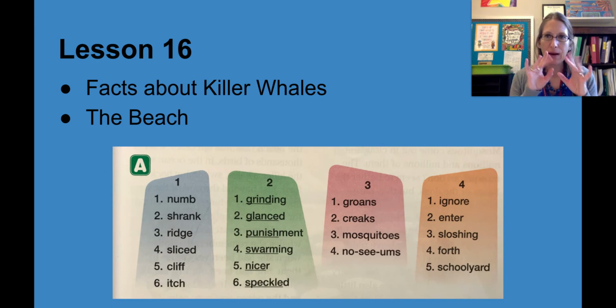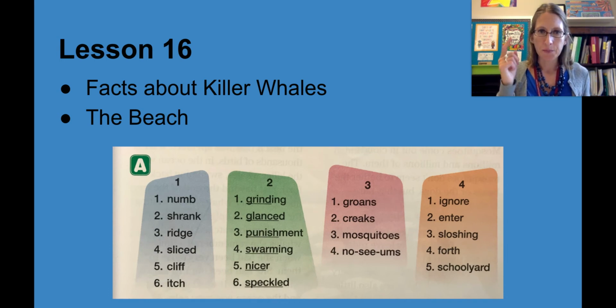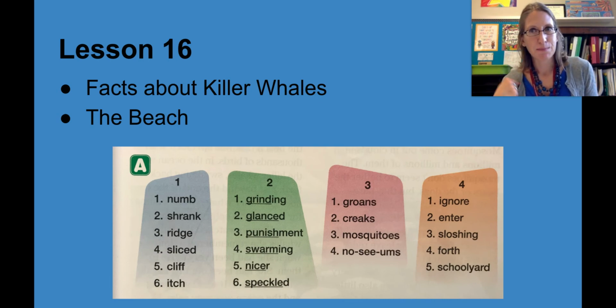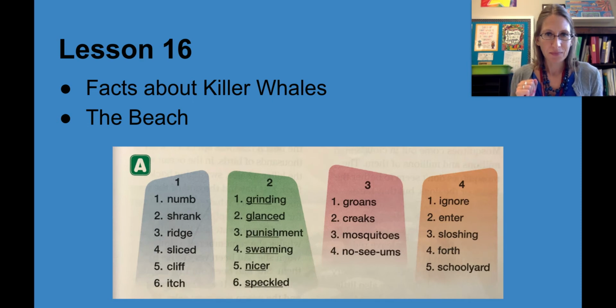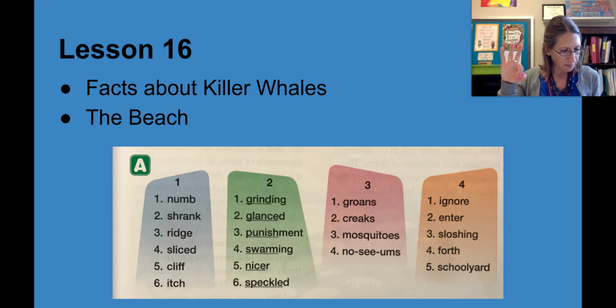And word 6 is speckled. What word? All right, let's try the fast way. Grinding, glanced, punishment, swarming, nicer, speckled. Nice job. And column 3.